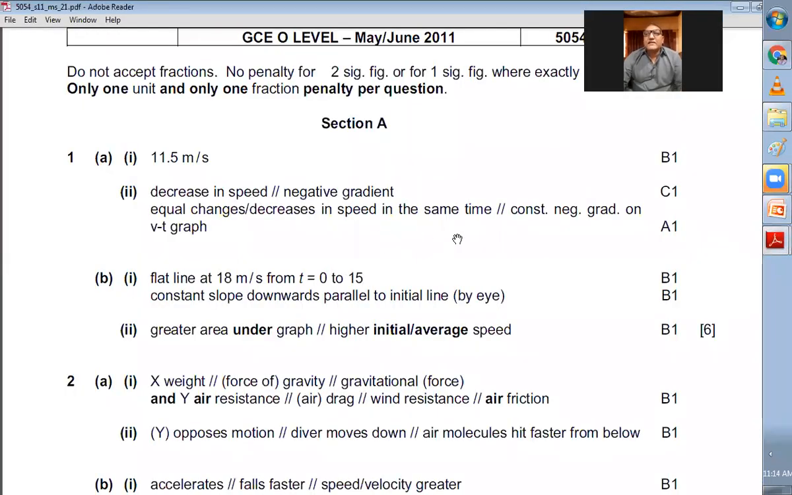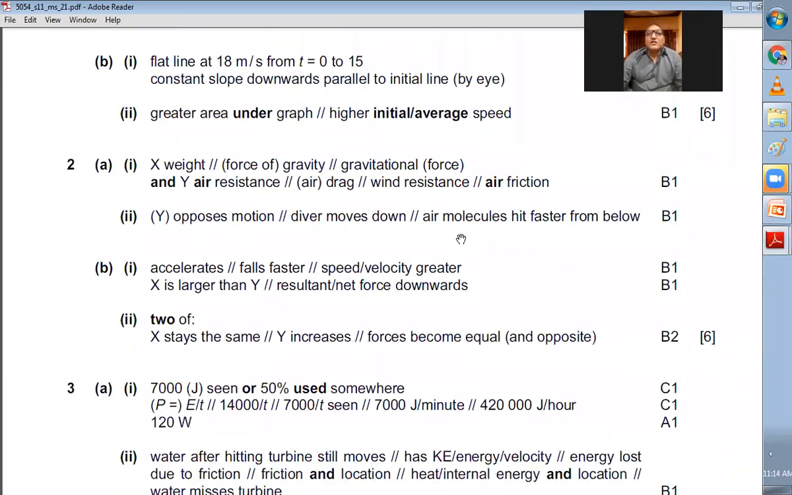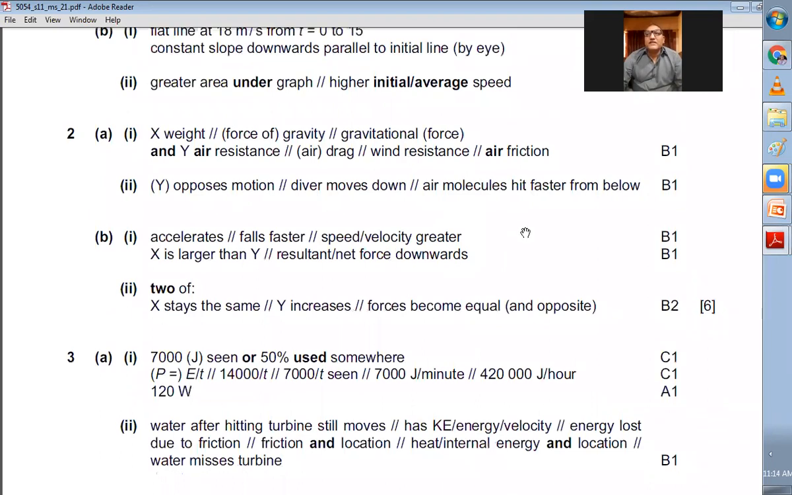And the marking scheme, what the marking scheme says. Okay, so question number 2, you can see is on your screen. X is the weight, force of gravity, gravitational force, and Y is air resistance. Okay, and wind resistance, air friction, whatever you say.